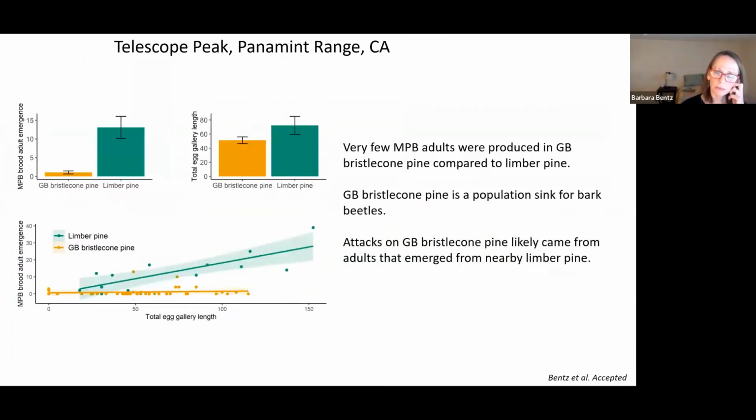From the bark sampling, we found that mountain pine beetle adult brood emergence was minimal in Great Basin bristlecone pine. Here's adult brood emergence. You can see in bristlecone pine there was hardly any relative to limber pine, although the total sum length of the egg gallery was pretty similar in the two, suggesting similar attack density in the two species. However, there was no relationship between brood adult emergence and total egg gallery length for Great Basin bristlecone pine, again highlighting that the majority of brood died prior to emergence in this species. So these results support our lab results that Great Basin bristlecone pine appears to be a population sink for bark beetles.